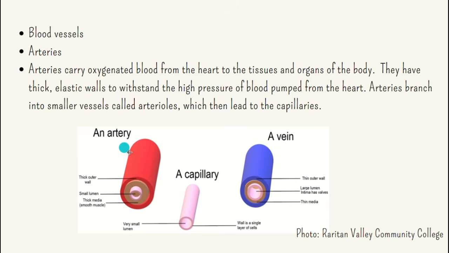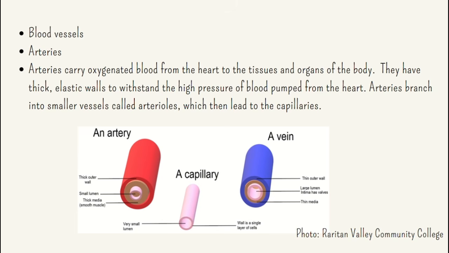So usually the artery is the biggest one, right? The arteries carry oxygenated blood from the heart to the rest of the body. So just remember this: arteries carry oxygenated blood from the heart to the tissues and organs of the body. So it means that they carry oxygenated blood away from the heart. So, away from the heart.